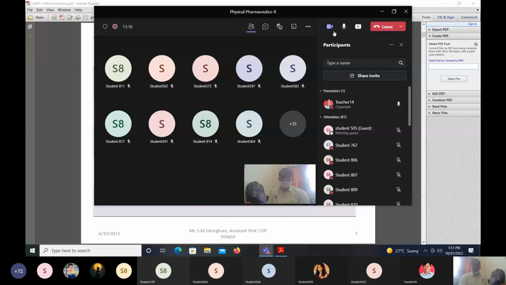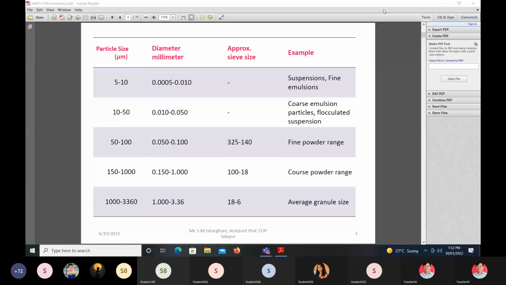If the particles are smaller, the solubility is enhanced. Yeah, it depends on the size of the drug molecules.